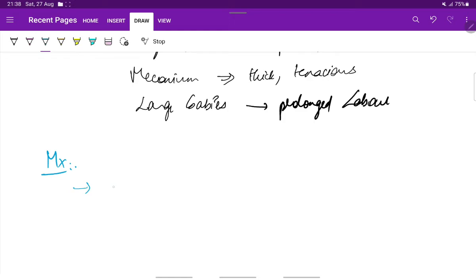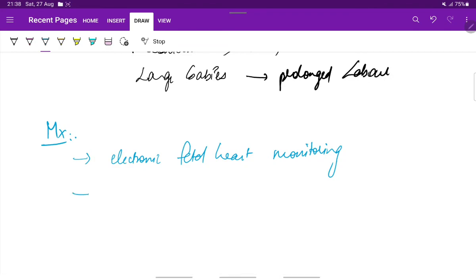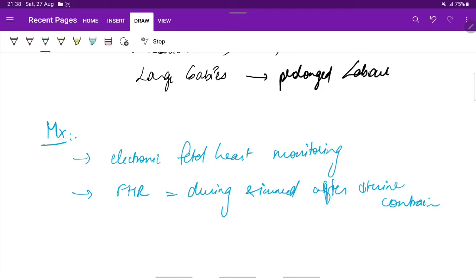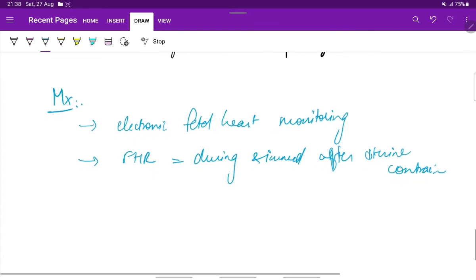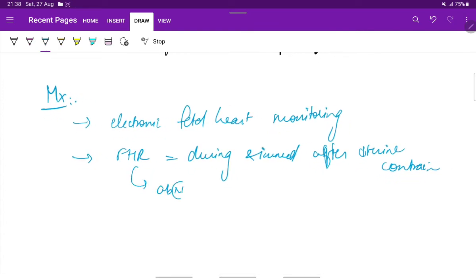If possible, we should do electronic fetal heart monitoring to diagnose fetal distress at an early stage, and the fetal heart rate should be assessed during and immediately after a uterine contraction. If it is found to be abnormal, then immediate delivery of the fetus is indicated.